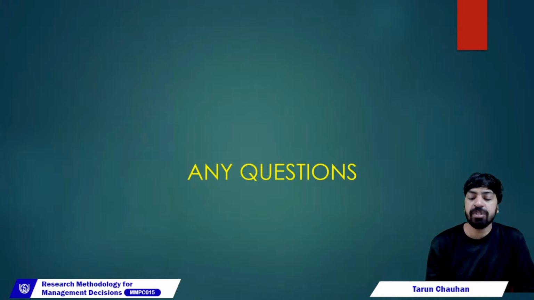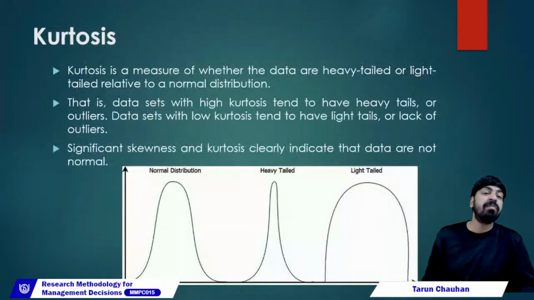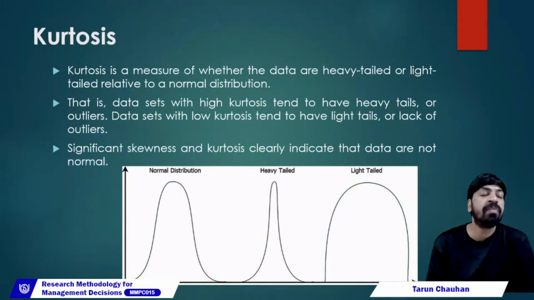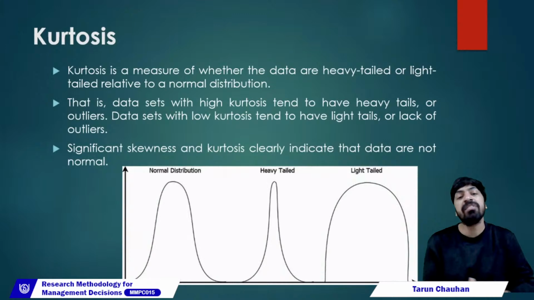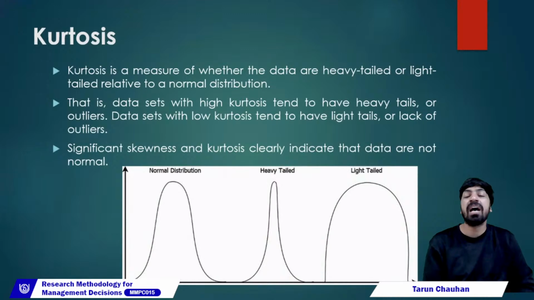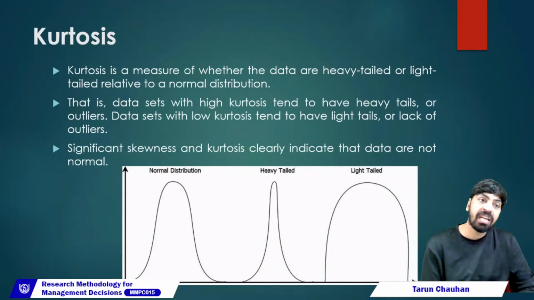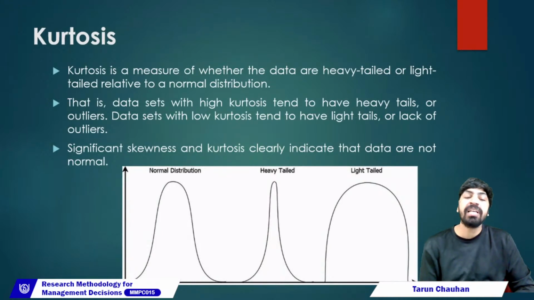That's it. Kurtosis always tells us about the significant shapes of a particular data set, but it doesn't mean that significant skewness and kurtosis necessarily indicate that the data are not normal. The data can be normal. By using the kurtosis tool, or mathematical calculation, we find out whether the data is actually heavy-tailed or light-tailed relative to a normal distribution.